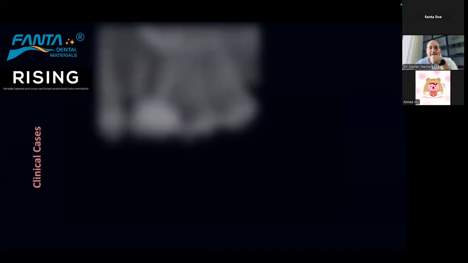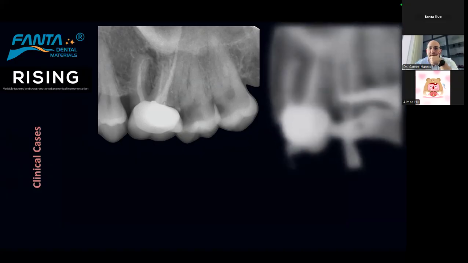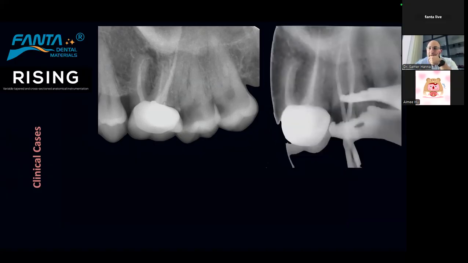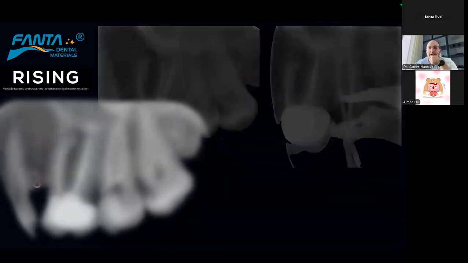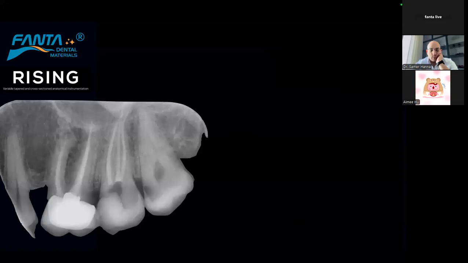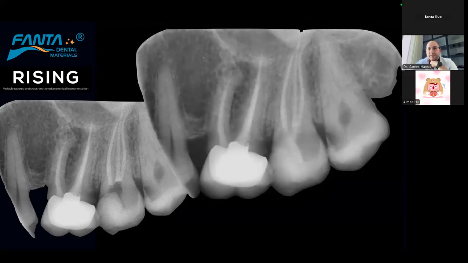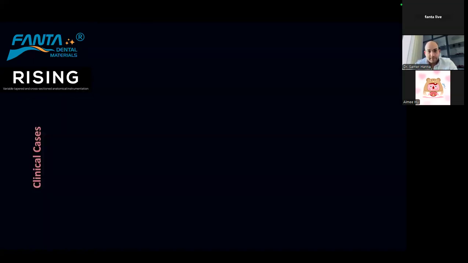Let me show you a couple of cases to show you how it affected. You can see here that this upper second molar had a carious lesion. After cleaning and shaping, we started. It's a long root, it has a curvature at the apical part, S-shaped curvature, and it's a very long root. So I chose to use this file in the Rising system to be able to reach the apex. And you can see that it went smoothly in this side. It's very clear and clean up to the apex.